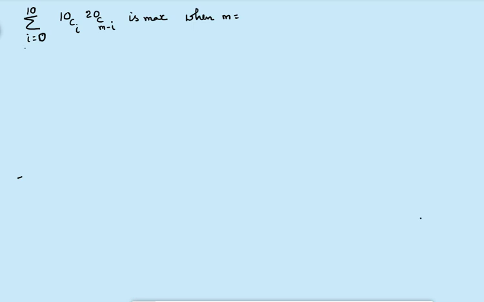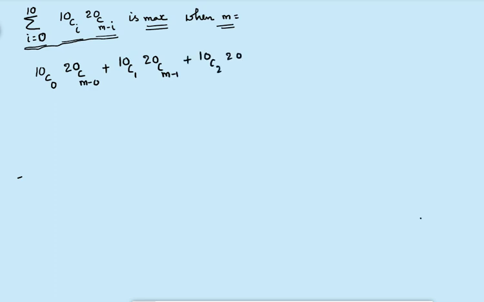So this is another question. Sigma i is equal to 0 to 10, 10ci into 20c m minus i is a maximum when m is equal to. Okay, first of all we will try to simplify this summation. We can write it as 10c0 into 20c m minus 0. Next one is 10c1 into 20c m minus 1. Next 10c2 into 20c m minus 2. Next 10c3 into 20c m minus 3 plus and so on. Finally 10c10 into 20c m minus 10.